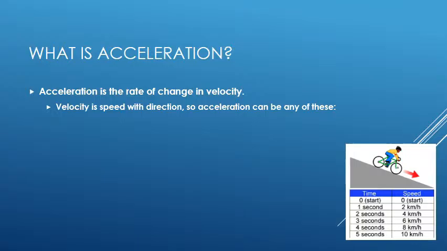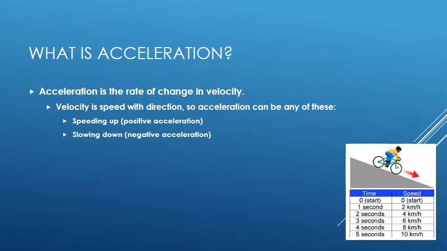We defined velocity in the previous video as speed with direction, so that means there are several different ways an object can accelerate. Any of these count as acceleration. An object speeding up is gaining velocity, so that would be a positive acceleration. An object that is slowing down is losing velocity or speed, so we would call that a negative acceleration. But keep in mind that does still count as acceleration. Since velocity is speed with direction, an object can go at a constant speed but change direction. That actually does count as accelerating.